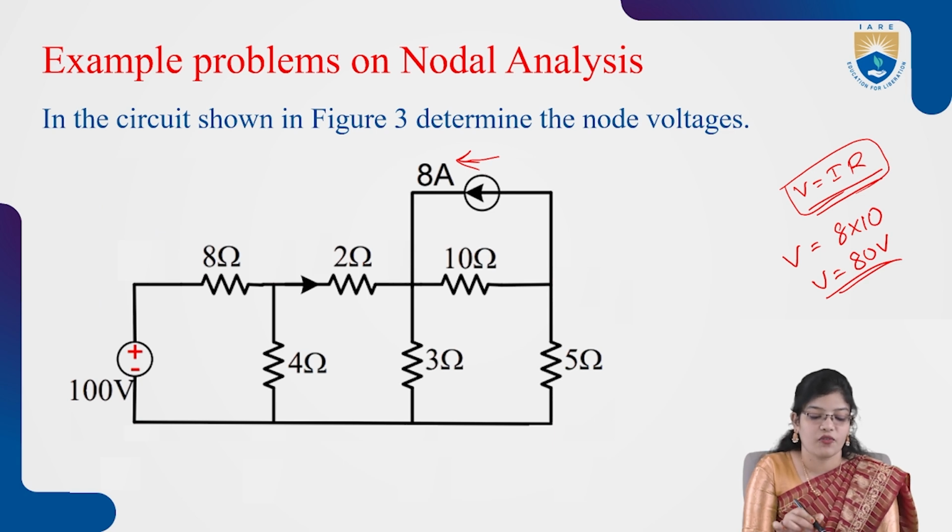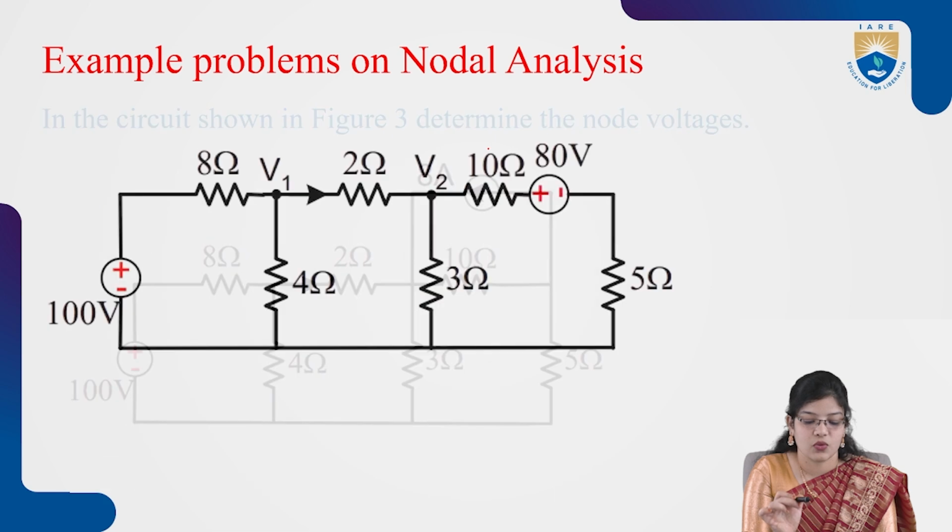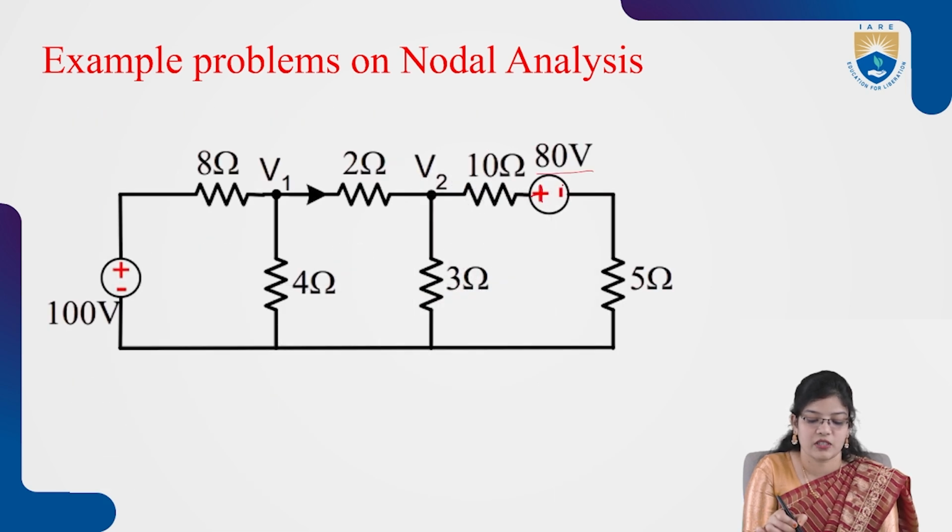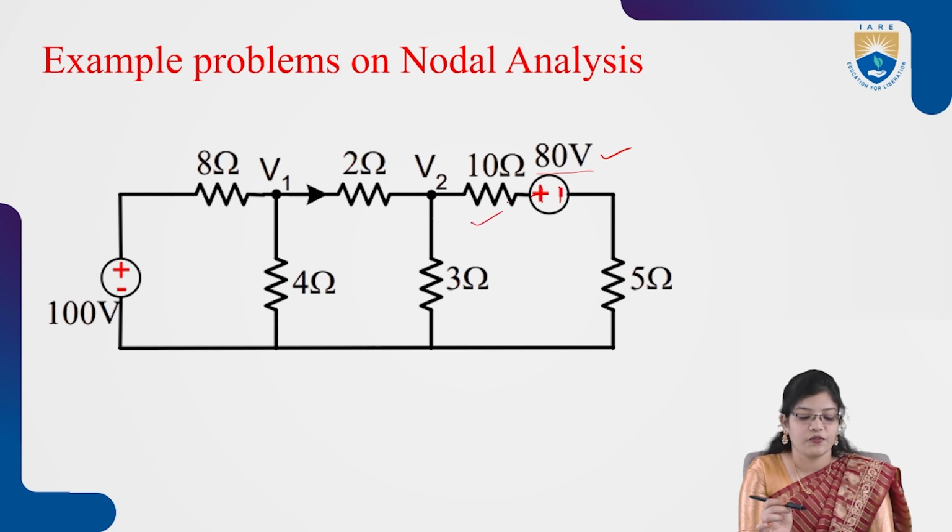So the direction of current is moving in this direction as the source is also taken as positive and negative. So the voltage is 80 volts and resistance will be as it is, it will be of 10 ohms. So for this we have to calculate the node voltages.